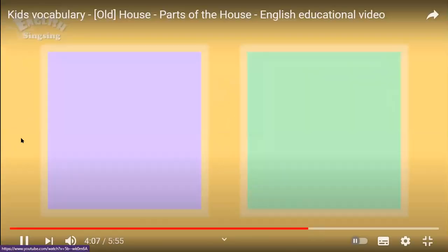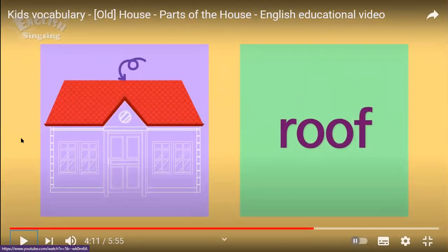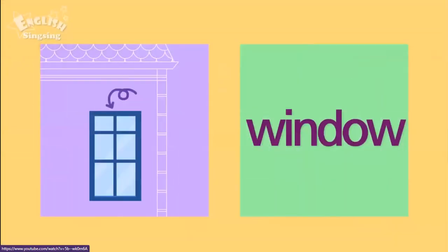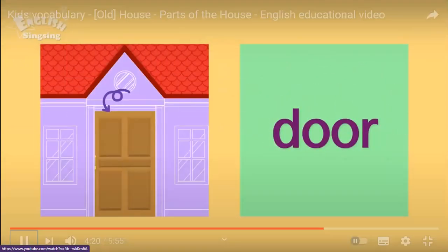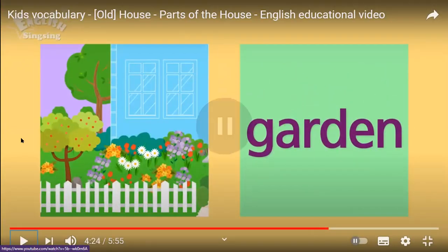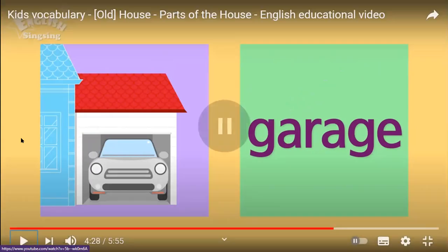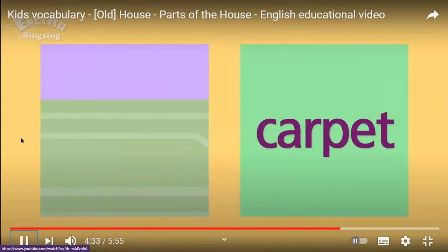Review. All right, review. So here we go. House. Yes, house. Roof. Yes. Roof. Window. Door. Garden. Garage. Living room. Carpet.